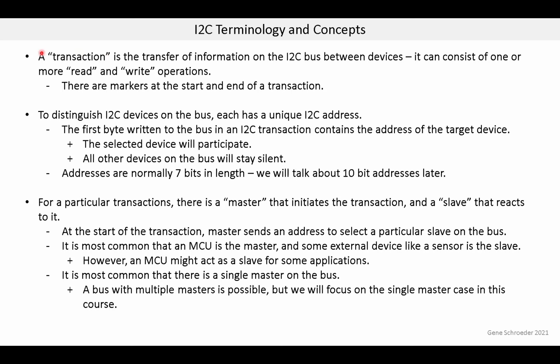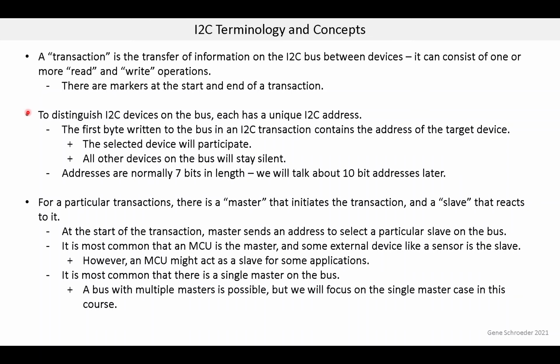So first, let me just define a term. A transaction is the transfer of information on the I2C bus between devices. It can consist of one or more read and write operations. As we shall see, there are distinct markers at the start and end of a transaction. Now let's talk about addresses.